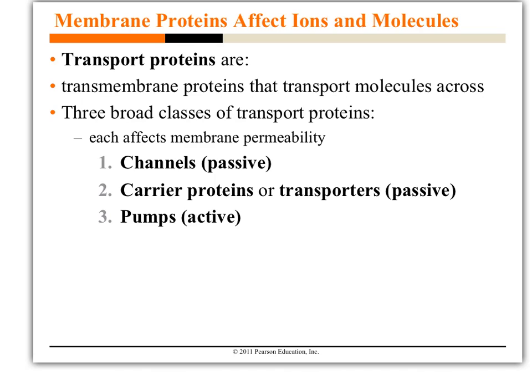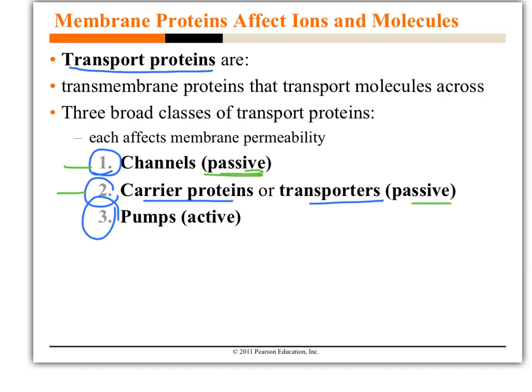This little tutorial is going to be about transport proteins. There are three main types we're going to talk about. Channel proteins, carrier proteins, also known as transporters, and pumps. Both the first two, channels and carrier proteins, are passive transport.